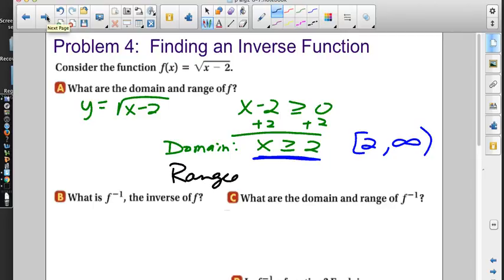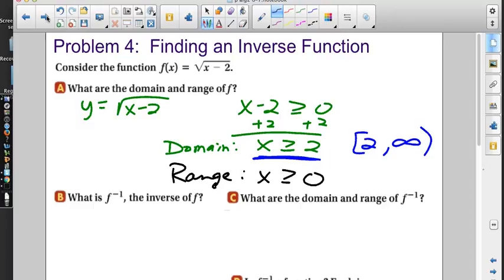Well, if I just found the inputs, I can figure out where the outputs start. Because I said that I have to use numbers that are greater than or equal to 2, it seems to me the first number to use, and that's why I use this notation to show you this, is 2. If I put 2 in here, I should be able to figure out what the first number is that's going to pop out. And 2 minus 2 is 0, and the square root of 0 is 0.